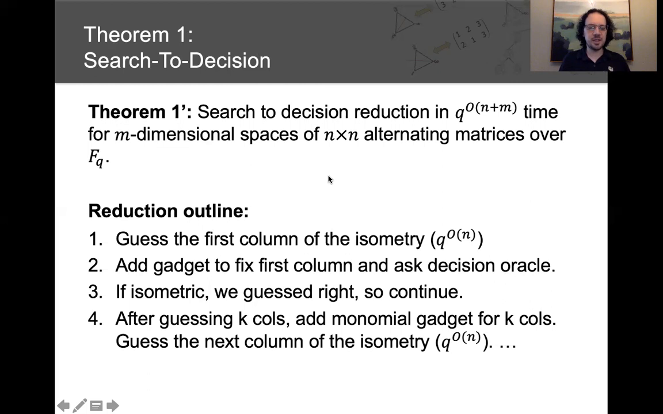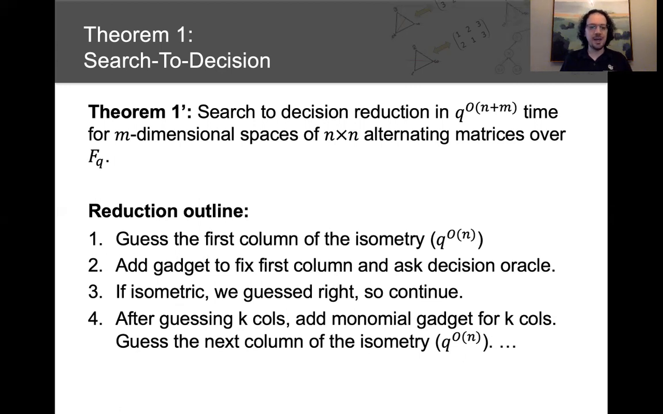This is the same as our search to decision reduction, but now phrased in terms of alternating matrix spaces instead of p-groups. So for an m-dimensional alternating matrix space of n-by-n matrices over F_q, we get a search to decision reduction in q^(n+m) time. Here's the outline of the reduction. Say you have a decision oracle that will tell you if two such alternating matrix spaces are isometric. First, you guess the first column of the isometry. You can do this by brute force in q^O(n) time, because the first column is just a length n vector, so there are q^n of these.